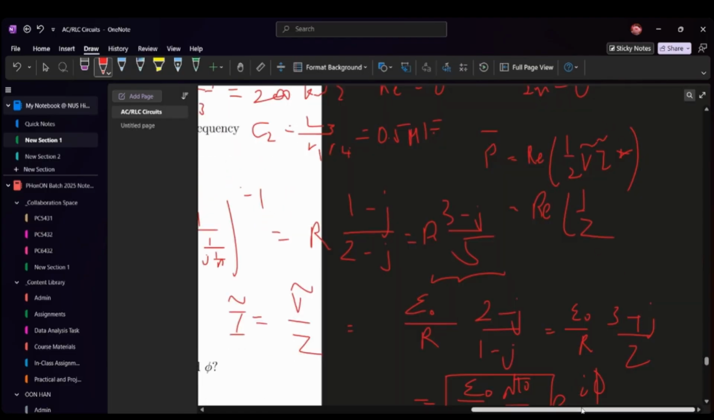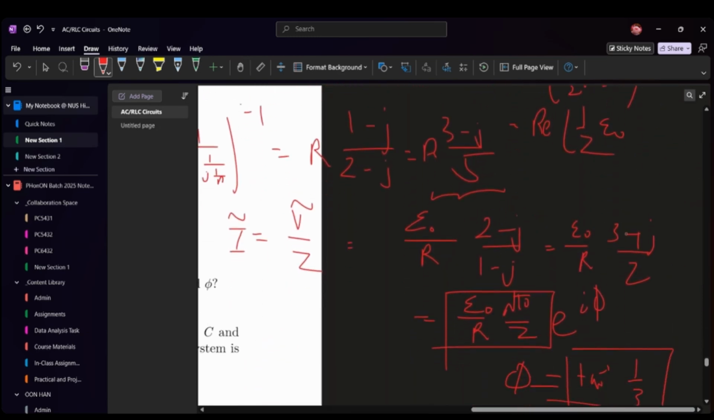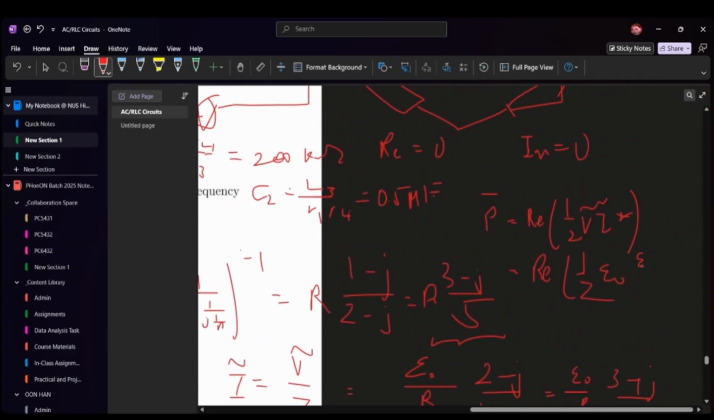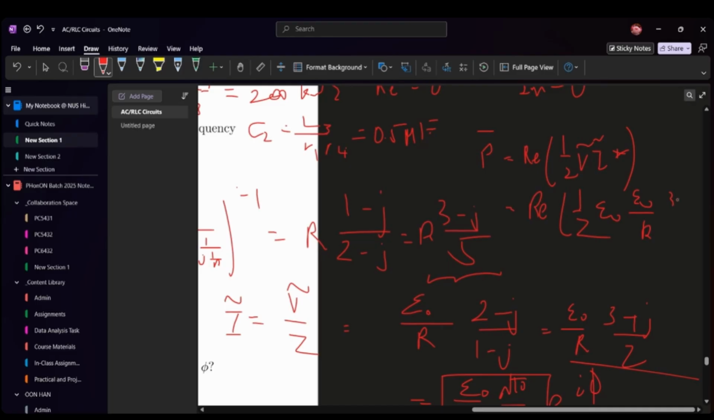Forgot to write the phasor symbol. Your voltage as a phasor is epsilon naught, and your I conjugate is what? This conjugate epsilon naught over R times 3 minus J over 2, right? We take the real part, this J part doesn't matter. So all we get is 3 over 4 epsilon naught squared over R. And that's the average power dissipated through the resistor.